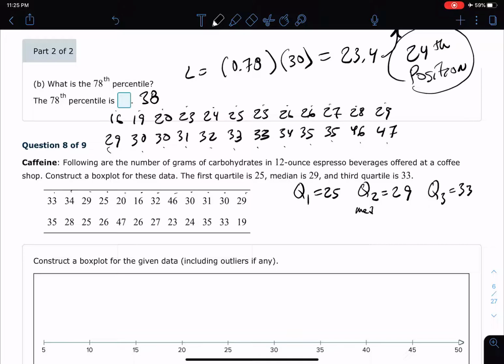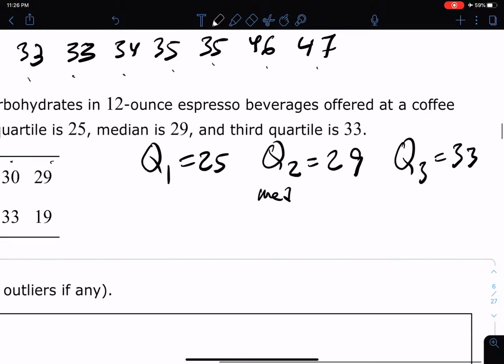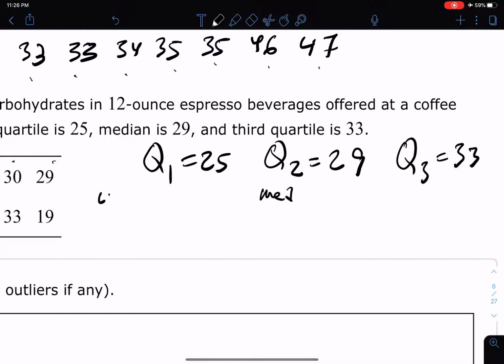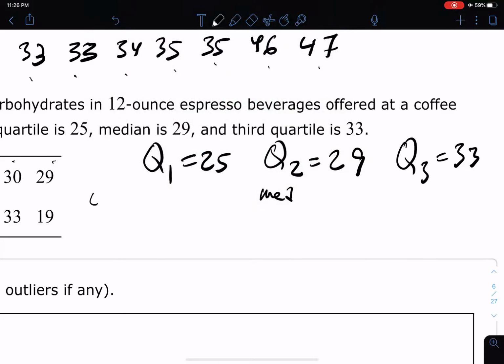Okay, let's construct this. What is the smallest value? Now we do have to find our lower bound, so let's take care of that. See if I can squeeze that in here. It's going to be a little bit challenging. So the lower bound, I've got to change this pencil size because I'm going to be out of space. The lower bound, once again, is going to be 25, our Q1, minus 1.5 times the IQR.